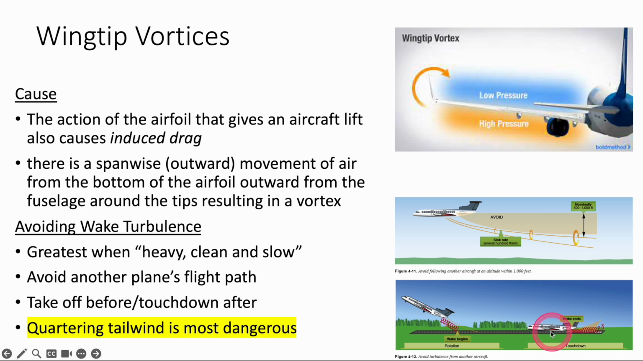Now for landing, this aircraft is landing right here. They're producing wake turbulence all the way down to touchdown. And so if we are landing after a large aircraft, you want to stay above their flight path and touch down after they touch down.